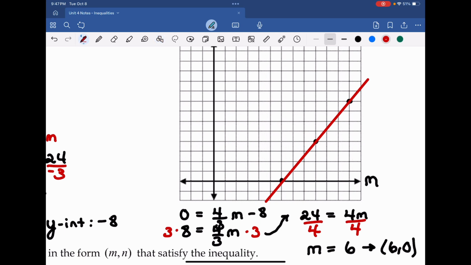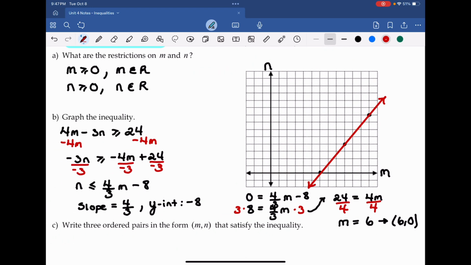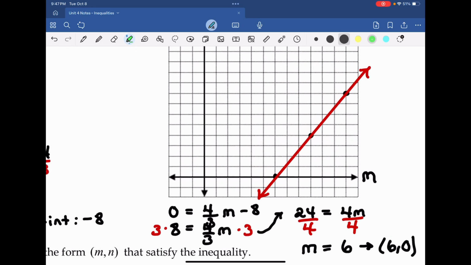Hopefully, there we go. Excellent. Arrows on the end because there was no restriction on the domain and range. And then again, we just want to make sure, where are we going to shade? Well, because it's all the n values that are less than the line, when it's less than or equal to the line, it means it must be below. And so what I'm going to do is shade everywhere that is below.